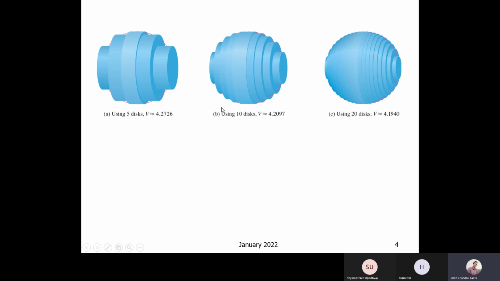you will see, if you use 5 discs, then it is going to give you a volume of 4.27; 10 discs, 4.2027; 20 discs, 4.1940; and the actual value is 4.18879. So you can see as you increase the number of those slabs, it is converging towards the exact volume. Okay, fine.